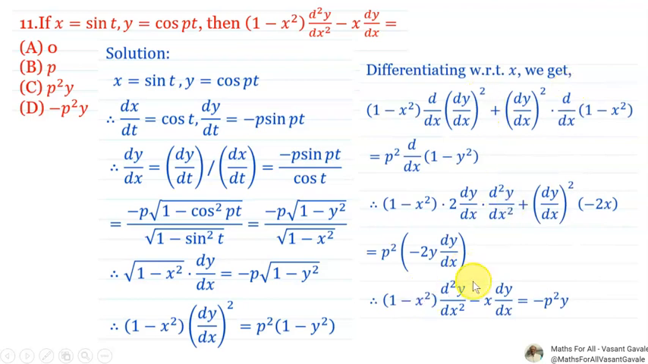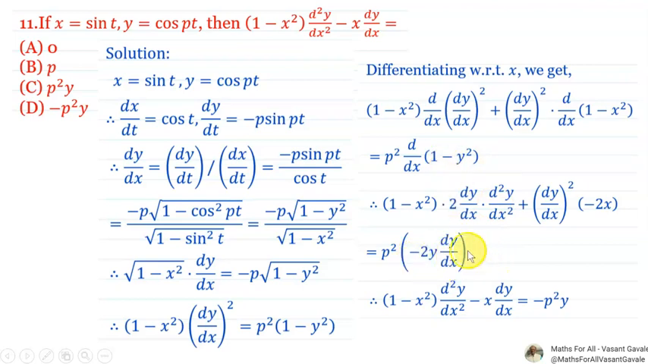Now differentiate again with respect to x. 1 minus x square as it is, the derivative of dy by dx bracket square, that is d by dx of dy by dx bracket square, plus dy by dx bracket square into d by dx of 1 minus x square. P square into d by dx of 1 minus y square. 1 minus x square, dy by dx bracket square's derivative is 2 into dy by dx into derivative of dy by dx, which is d2y by dx square, plus dy by dx bracket square into derivative of 1 minus x square. Derivative of 1 is 0, x square is minus 2x. P square d by dx of 1 minus y square. The derivative of y square, how much will it be? It is 2y into dy by dx, and hence that is minus 2y into dy by dx.